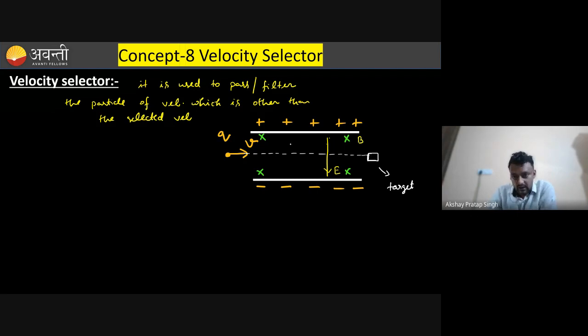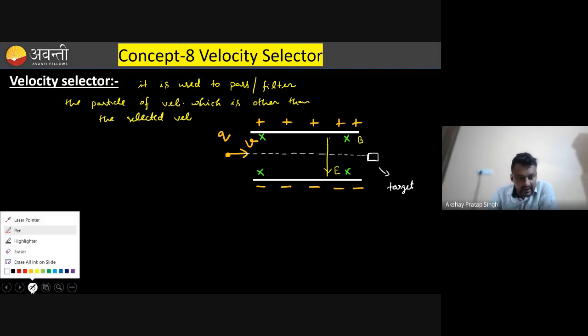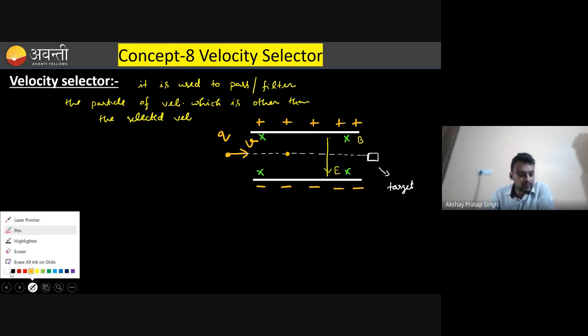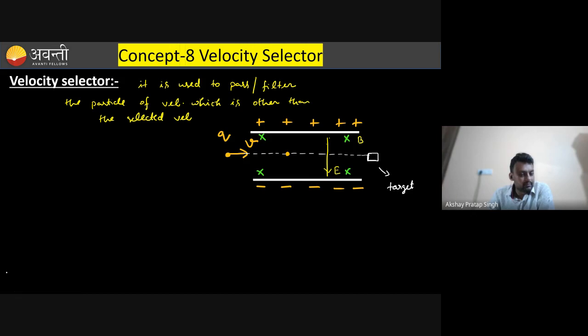Now, if you look at the charged particle at any point, let's suppose at this point I am considering the charged particle is present. Now tell me just one thing. What will be the direction of the electric force on this particle and what will be the magnitude? What will be the direction of the electrostatic force acting on this particle when it is at this point Q, marked as yellow? Can anyone answer?